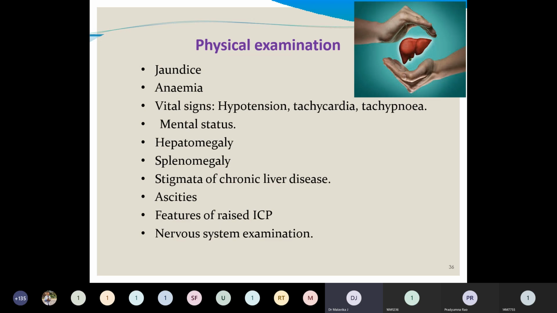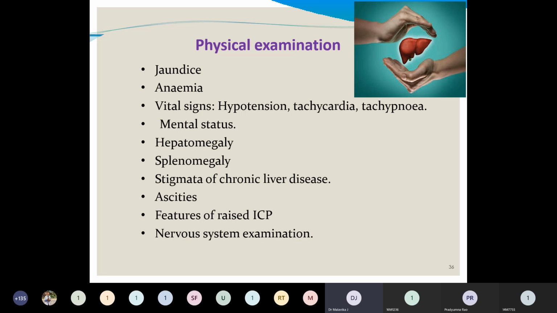So what is done in the physical examination when you assess the child? Mainly you need to look for jaundice and anemia. So pallor and jaundice are important clinical findings. Coming to the vital signs, there will be hypotension, tachycardia, tachypnea. The mental status should be assessed. How is the child's orientation, memory, everything, higher mental function should be assessed.